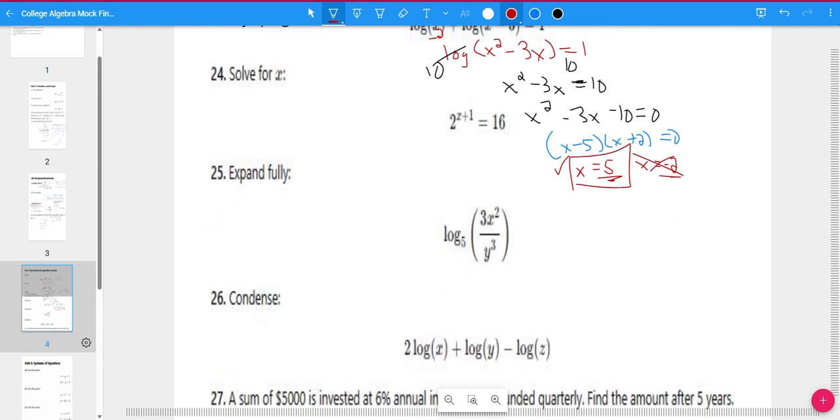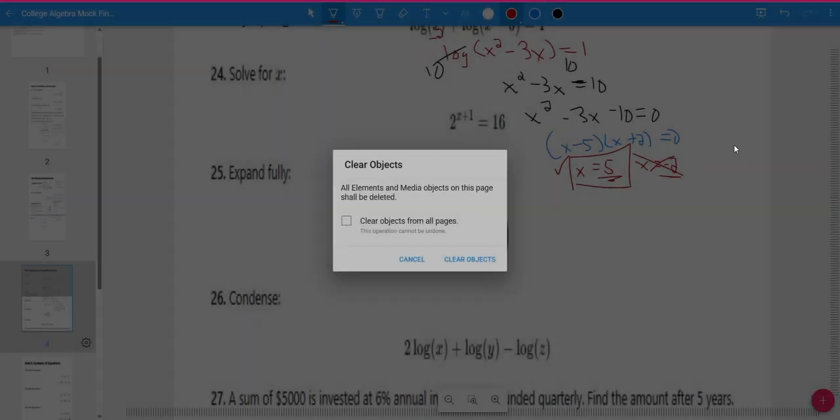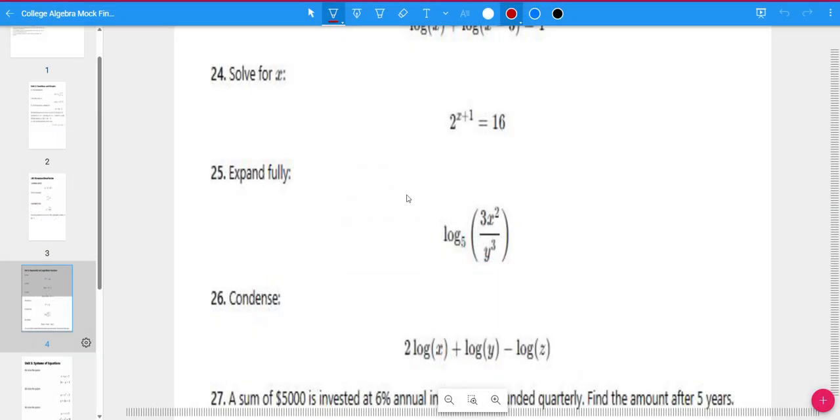Keep on trucking. So 24 is just like the one we did at the beginning of this page. I have log 2 on both sides, so log 2 is going to cancel out. So I have x plus 1 equals, and remember to type this in on my calculator, I have to do log 16 over log 2.